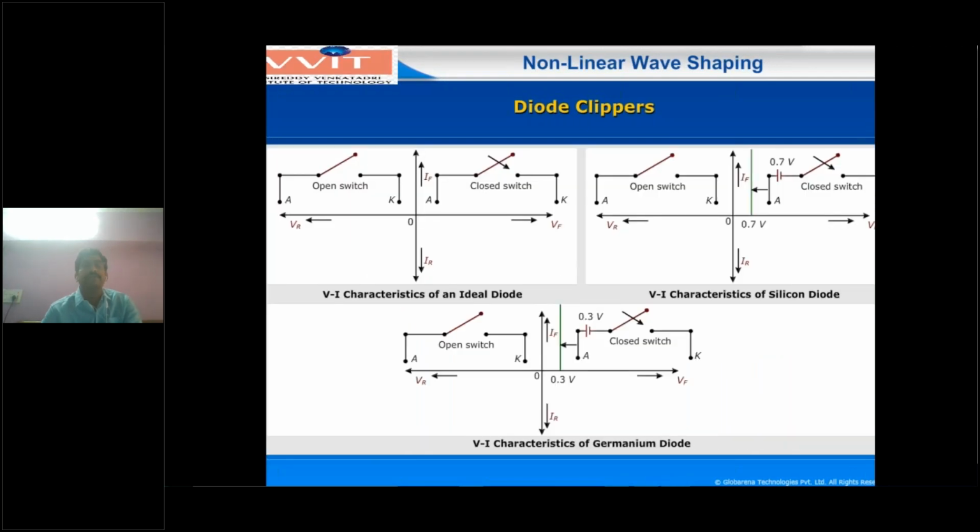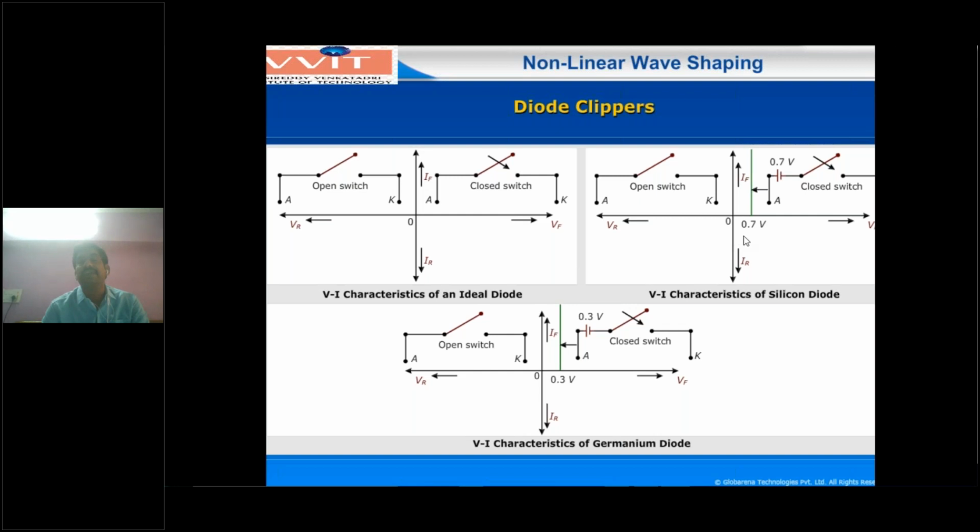And next, this is the VI characteristic of the ideal diode. So for the ideal diode, you have to update the first diagram. Here it will be an open switch. Whenever there is reverse bias condition, with a negative supply voltage connected to the diode, it acts as an open switch. Whenever there is forward bias condition, with a positive voltage applied to the diode, this diode acts as a closed switch.